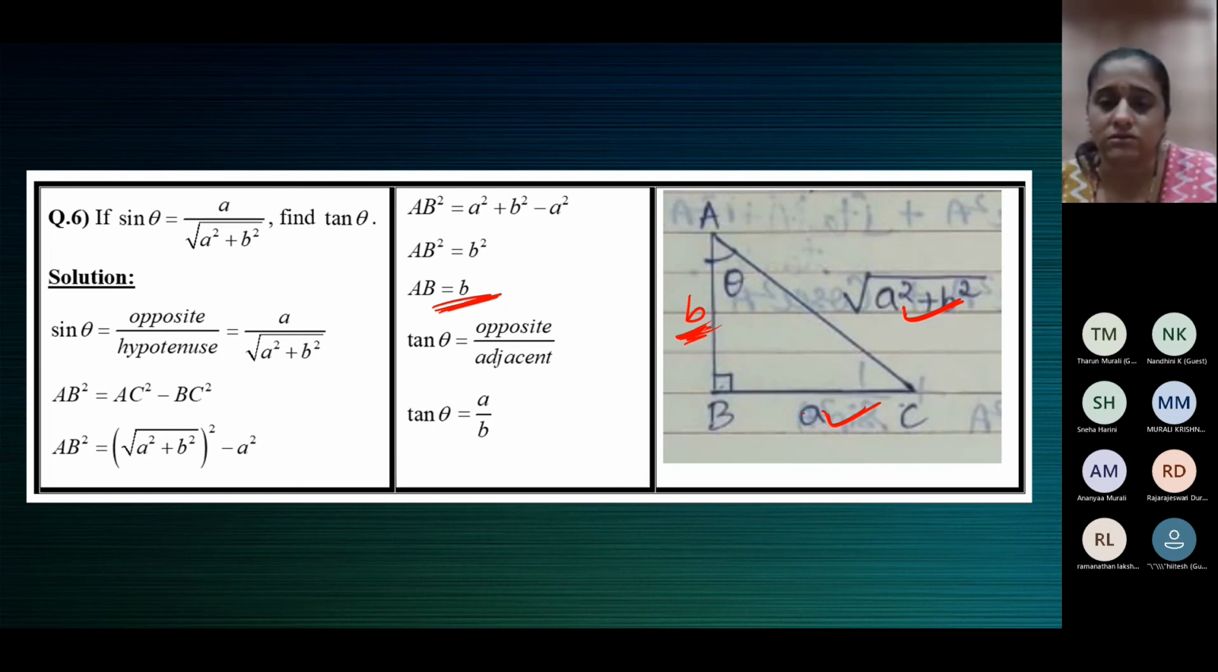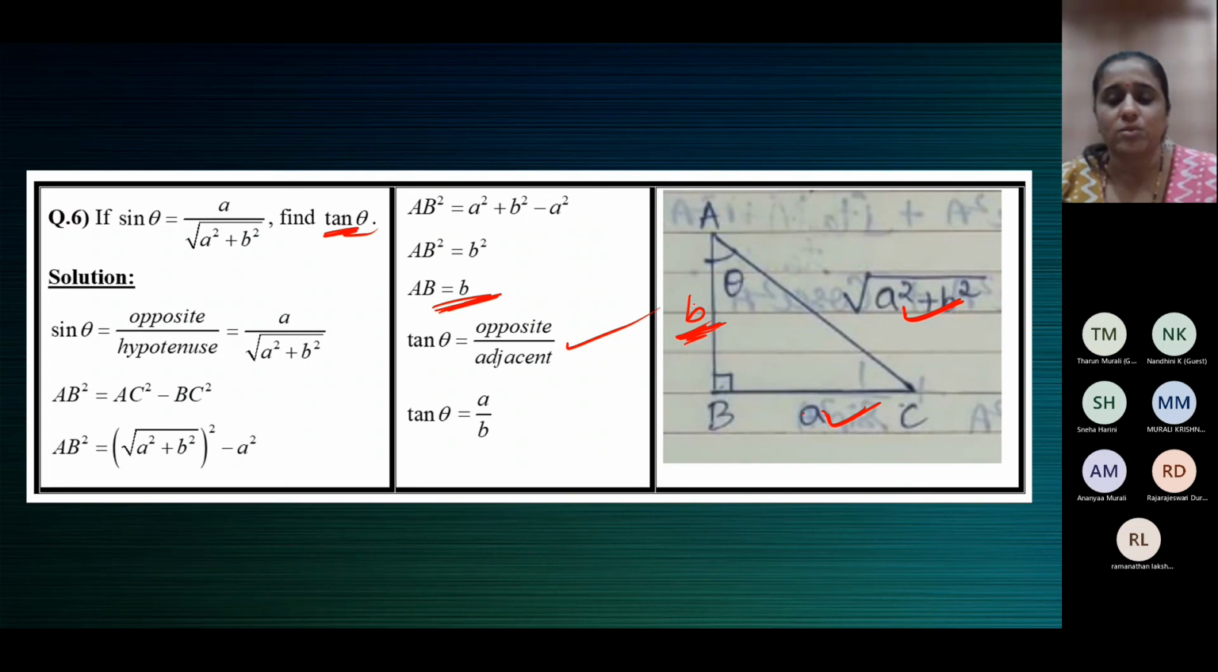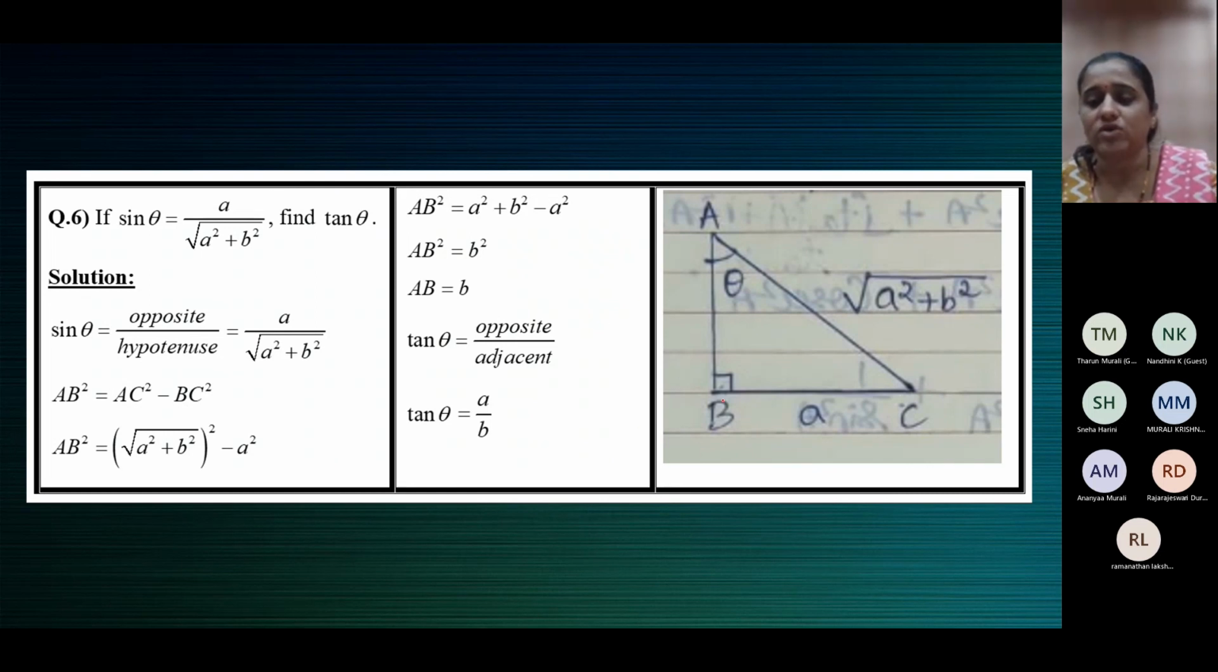And once you find the adjacent side, you'll have to find tan theta. Tan theta is opposite by adjacent. So tan theta is equal to opposite A by adjacent side B. Instead of writing opposite and adjacent, you can also use the sides of the triangle AB, BC, AC. If it's opposite, you can write BC. Adjacent, you can write AB. Instead of writing opposite by hypotenuse, you can also write BC by AC, BC by AB, and so on.